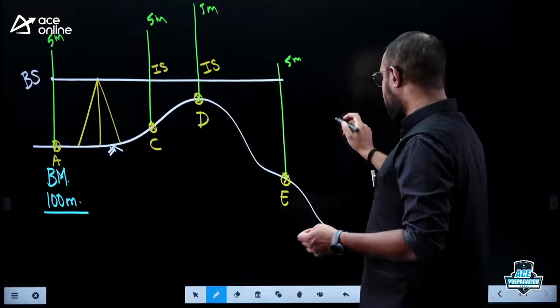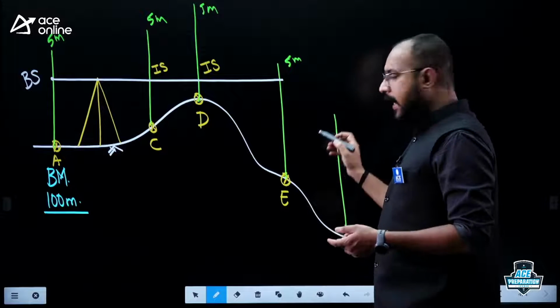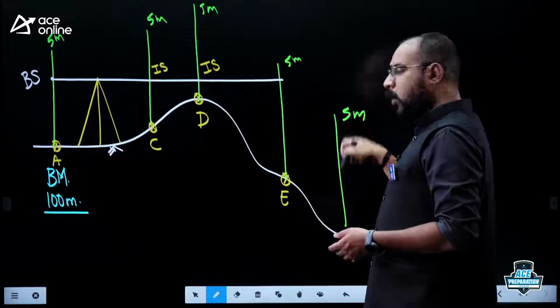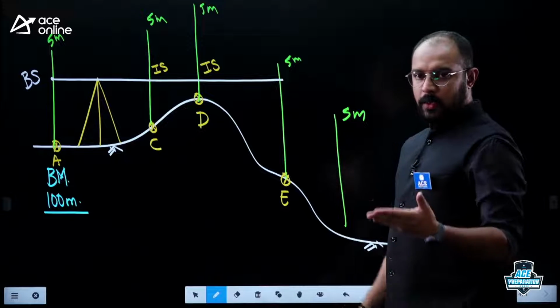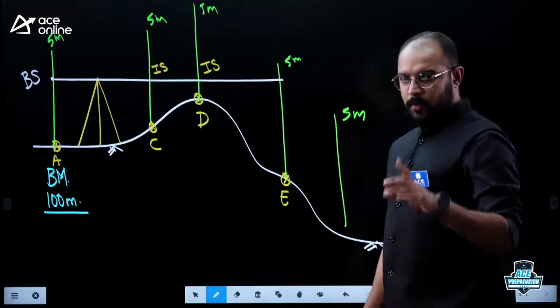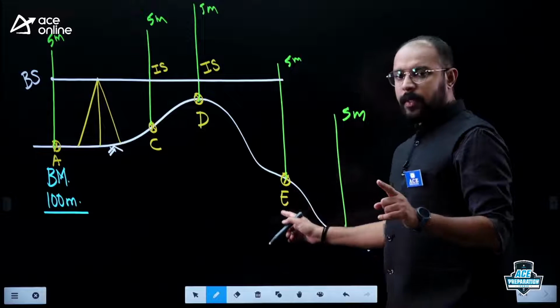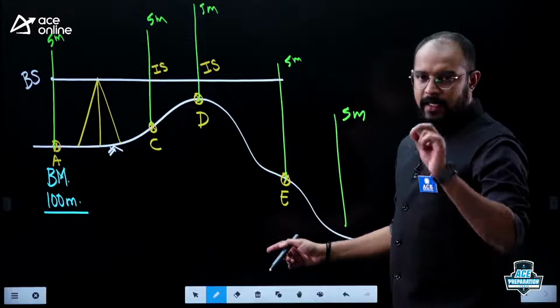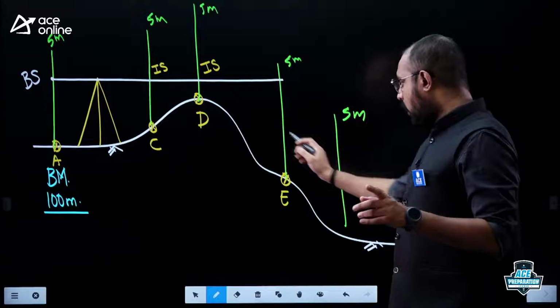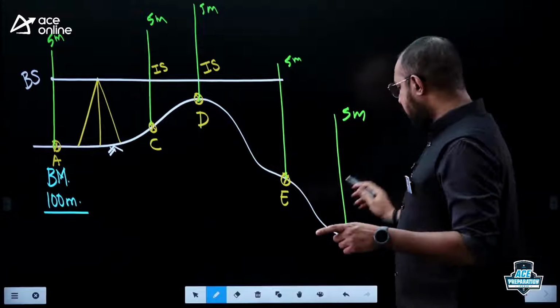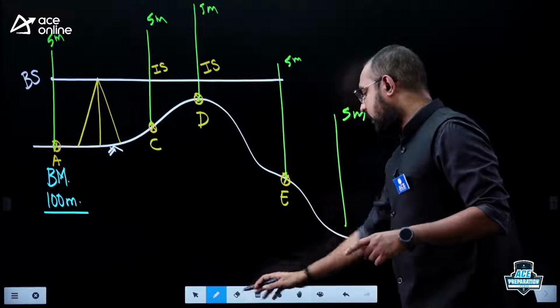Now if I keep the 5 meter leveling staff somewhere around here, my entire 5 meter leveling staff will go below the line of sight. So I will not get any staff reading. The point I am trying to make is, beyond this particular point E, you may not get a staff reading. If you keep the instrument still there, it may be very difficult for us to get any sort of staff reading.